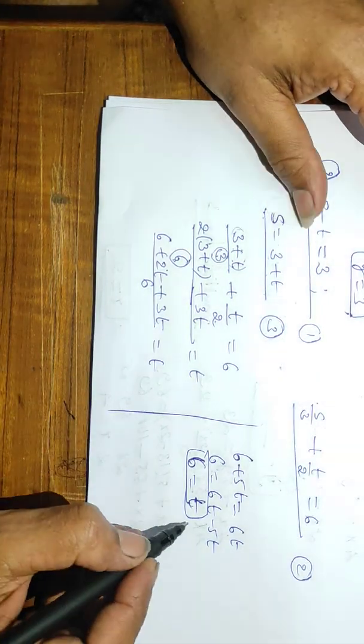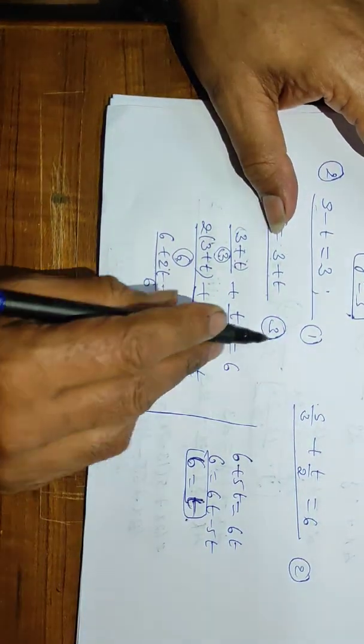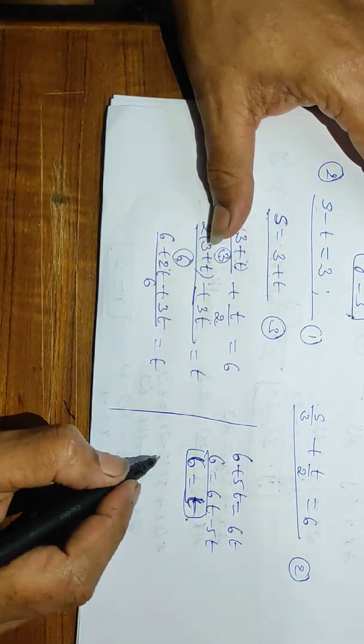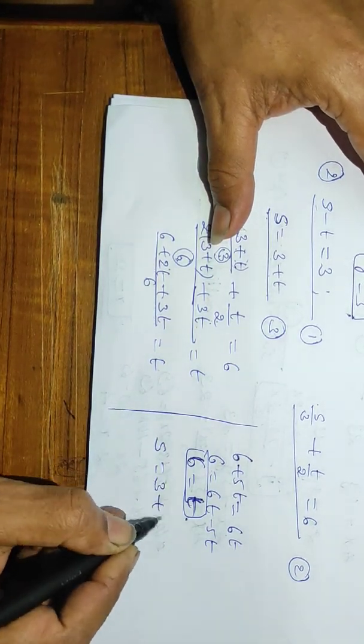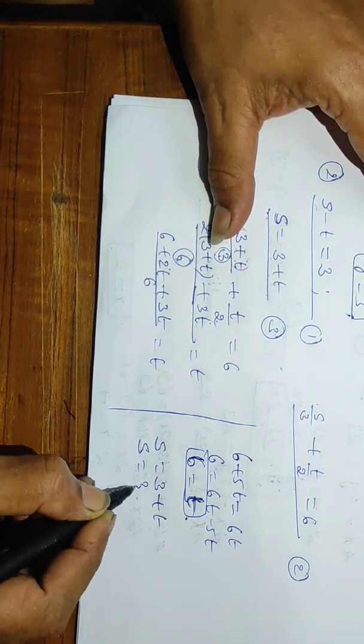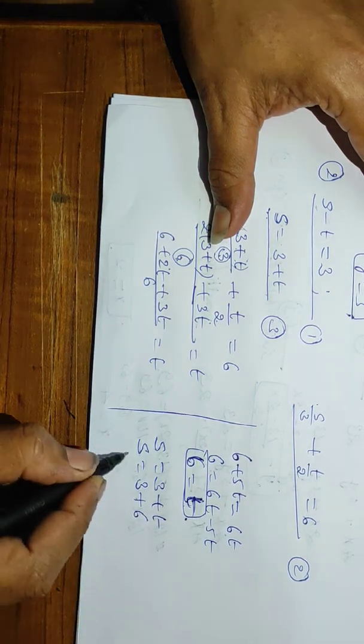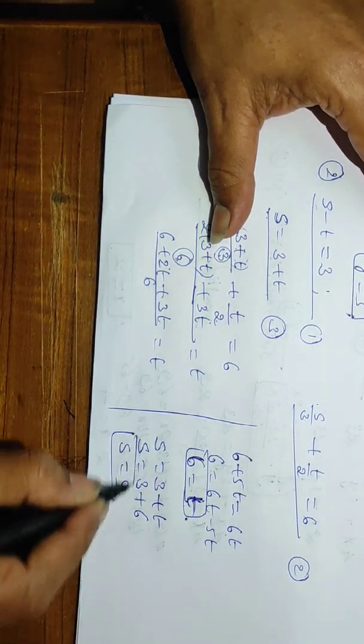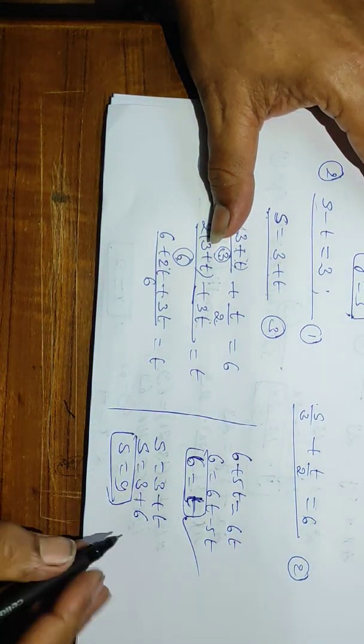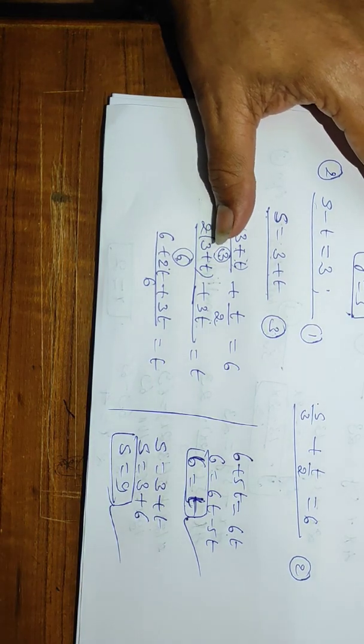Now substitute the value of this variable in equation 3. s is equal to 3 plus t. s is equal to 3 plus t, which is how much? 6. So s is equal to 9. So the value of t is 6. The value of s is 9.